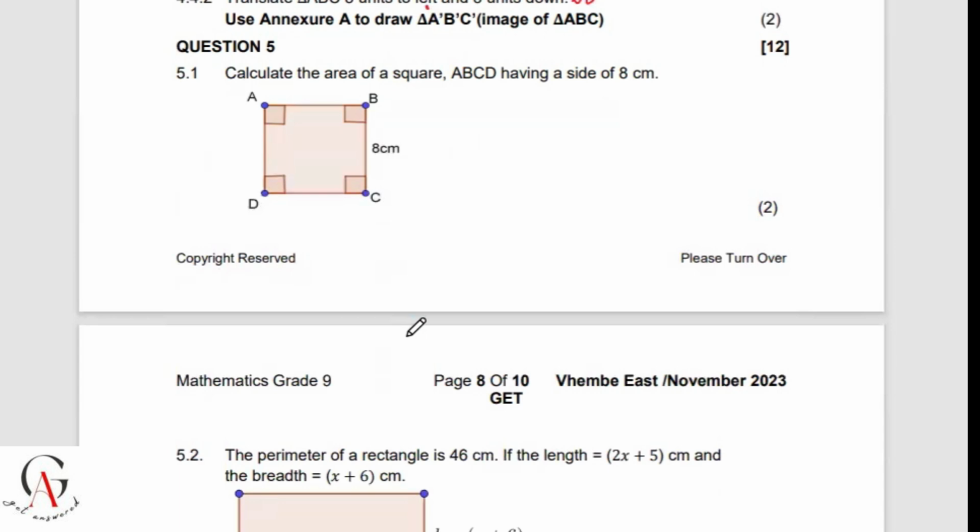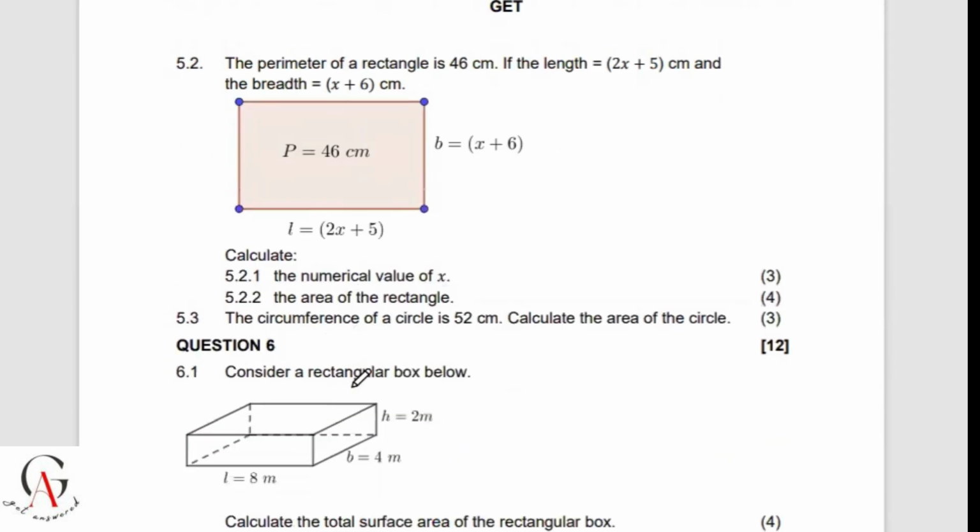Question 5, which is the measurements. They want us to calculate the area of a square having this. We know that the area of a square is given as L squared, or side times side. So that's going to be 8 times 8, which is 64 centimeters squared. Then 5.2, the perimeter of a rectangle is 46. If the length is this and the breadth is this, can we determine the value of x? First things first, we need to know the formula for the perimeter of a rectangle. It is twice length plus twice the width or the breadth. Twice L plus twice B.